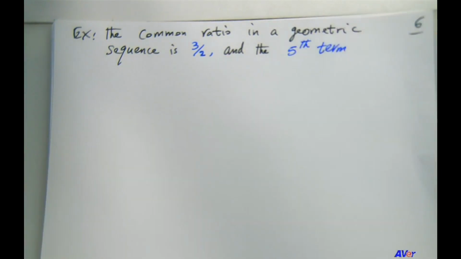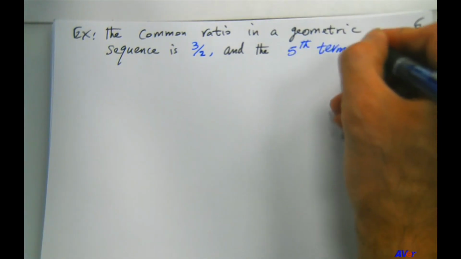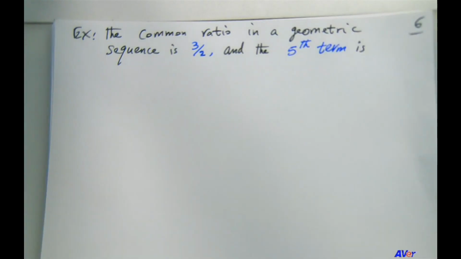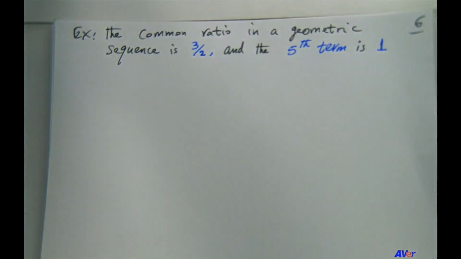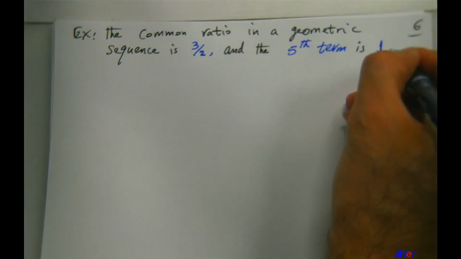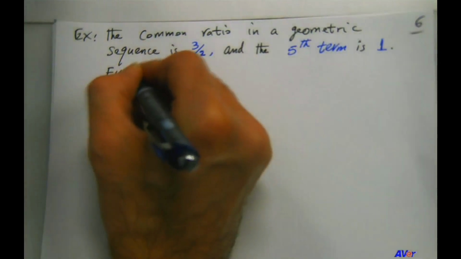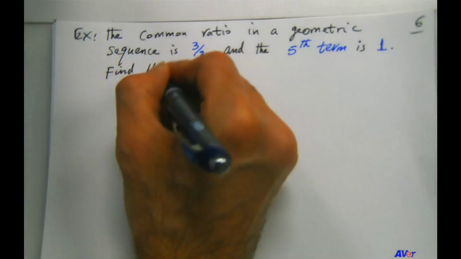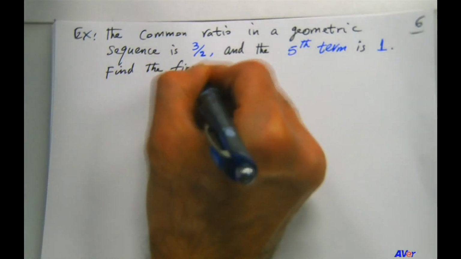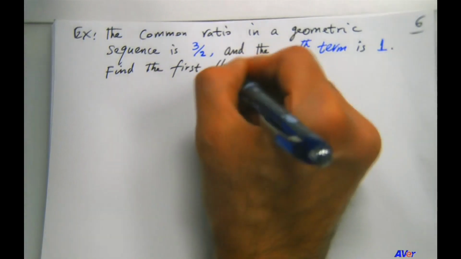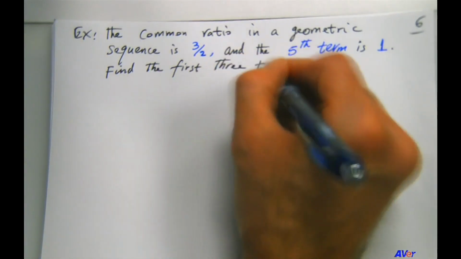And the fifth term is 1. Okay. And we want to find, given this information, the first 3 terms.